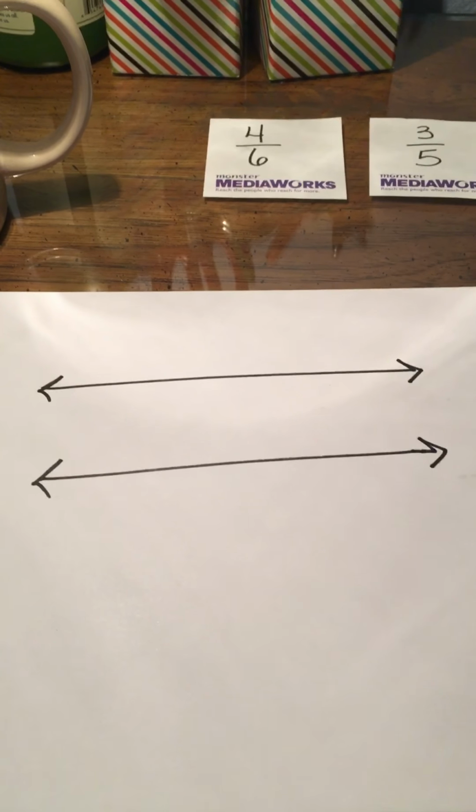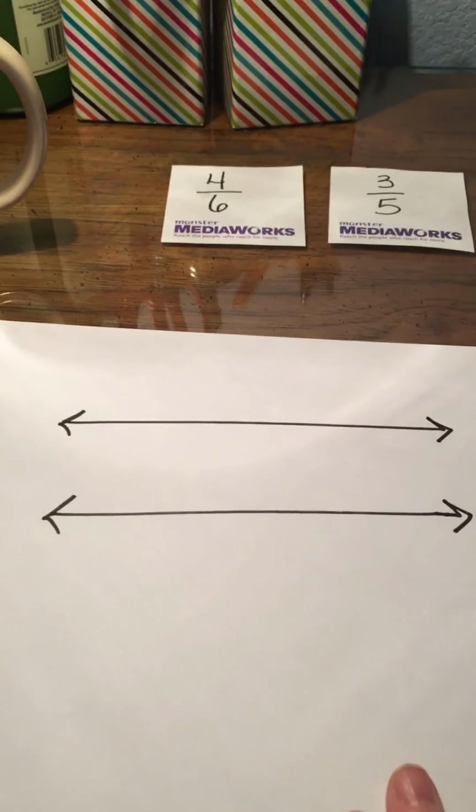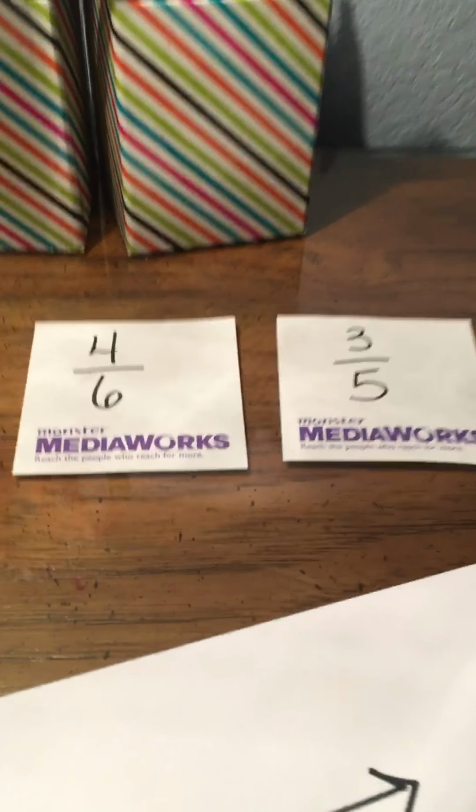Hello again, third graders. Okay, we're gonna keep on comparing fractions. I drew two number lines. This is another way we can compare fractions that we've done in class. And they're the same size. We're still doing 4/6 and 3/5.